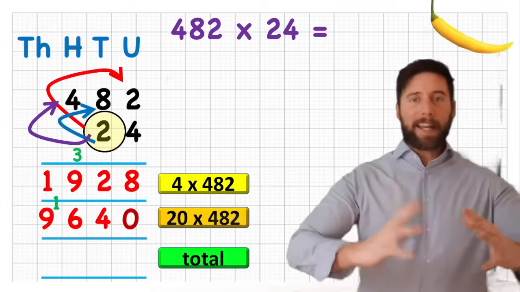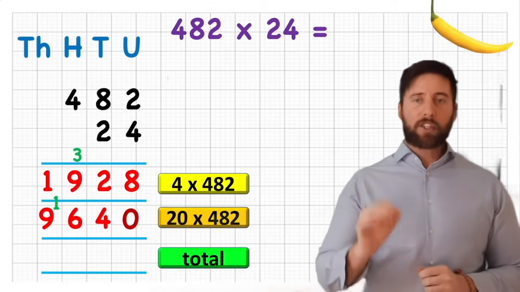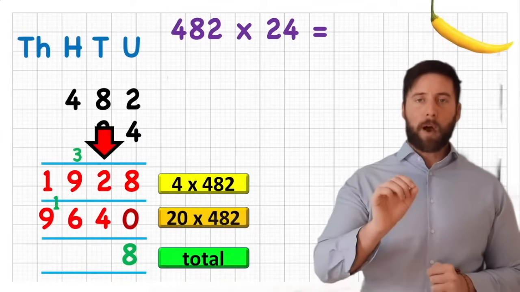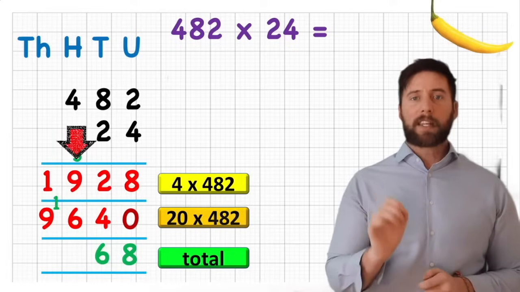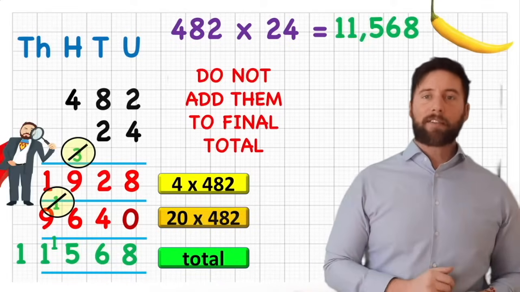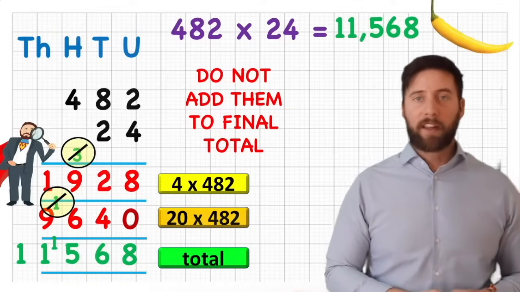Okay, and remember, add it together. So put my line across, make sure I add it. 8 add 0 is 8, 2 add 4 is 6, 9 add 6 is 15, move my 1 across, put my 5 in place, and then 1 add 9 is 10, plus the 1 is 11. 11,568, and that is your orange chili challenge done.